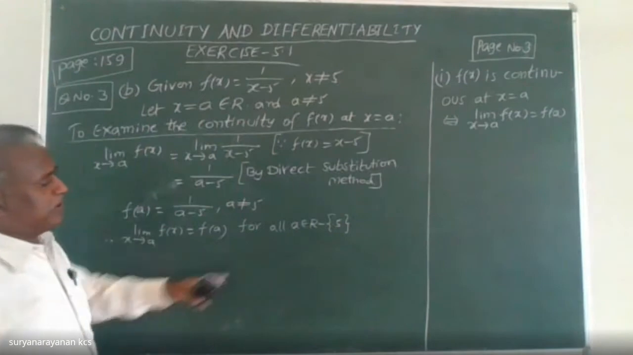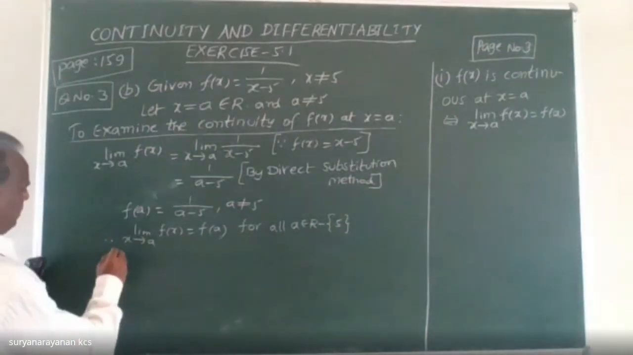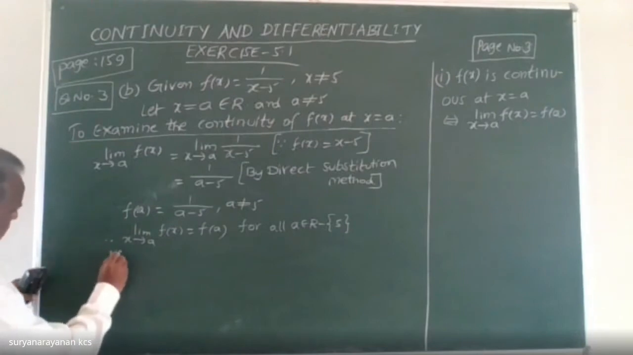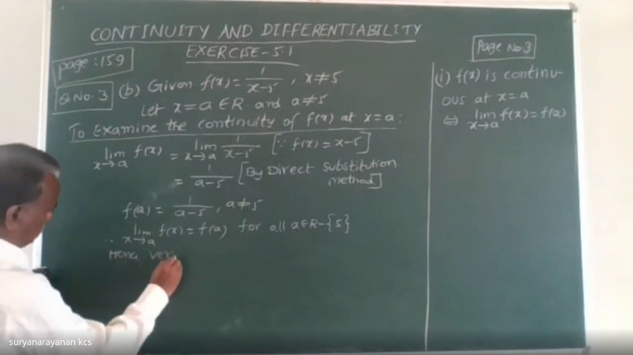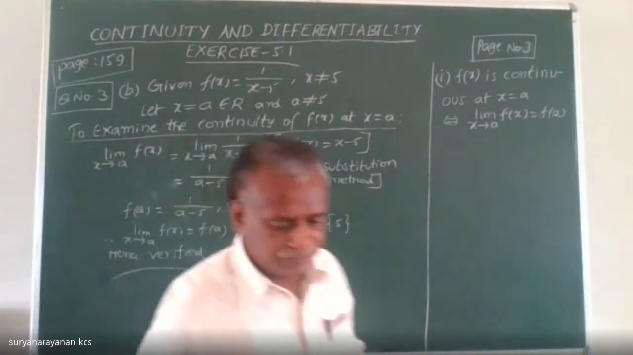Set of all x belongs to R minus the singleton set {5}. Hence verified.